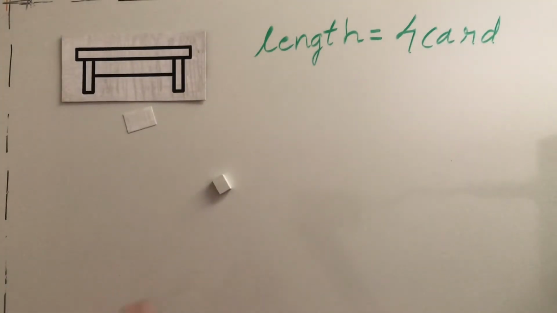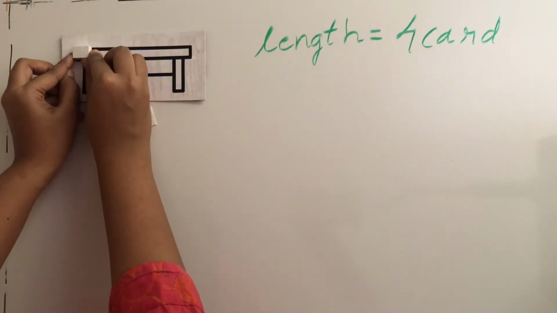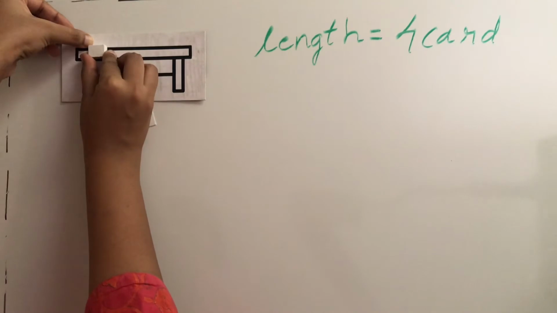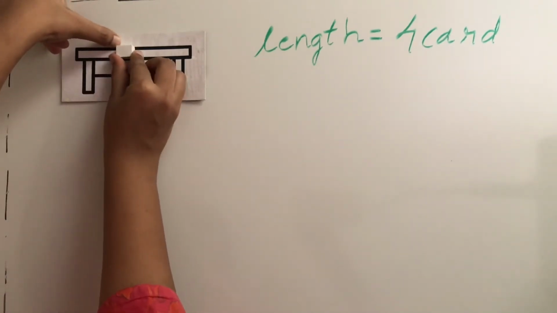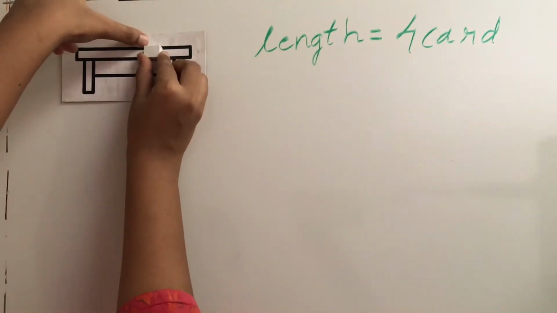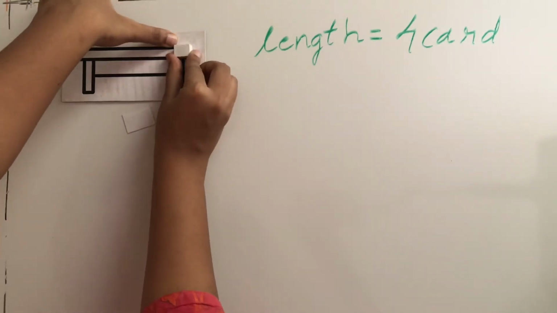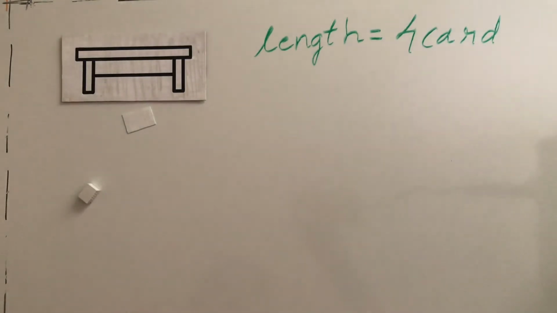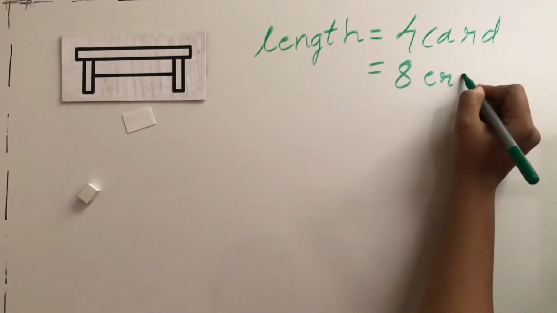The same way we'll do using an eraser. 1, 2, 3, 4, 5, 6, 7 and 8. So almost 8 we can consider. That is equal to 8 times the eraser.